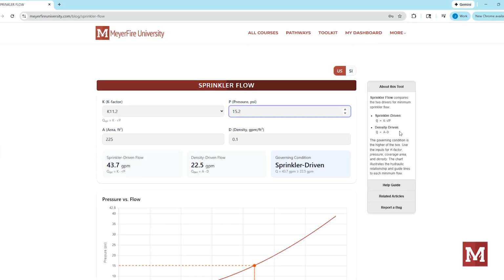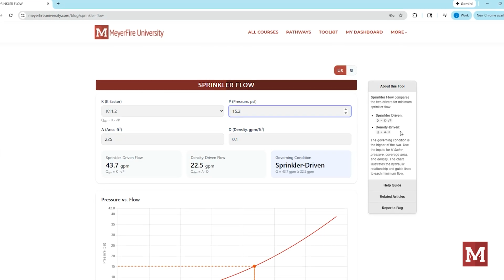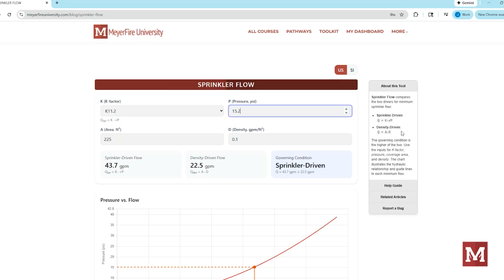The second driver comes from the density area approach in NFPA 13. Here, a sprinkler's flow is determined by how much area it protects and what density applies to that area.